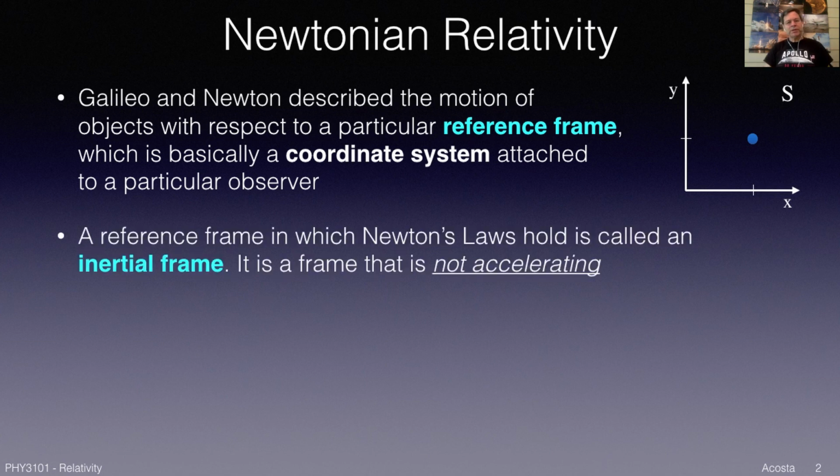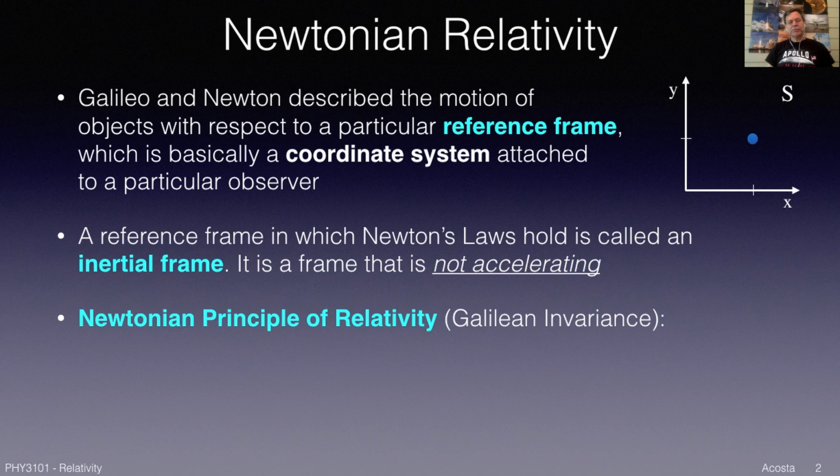Now, a reference frame in which Newton's laws hold is called an inertial frame. And it turns out that must be a frame that is not accelerating. If you're accelerating, the laws of physics would look different in that particular reference frame. Basically, things that should be at rest will look like they're accelerating down or up, for example.